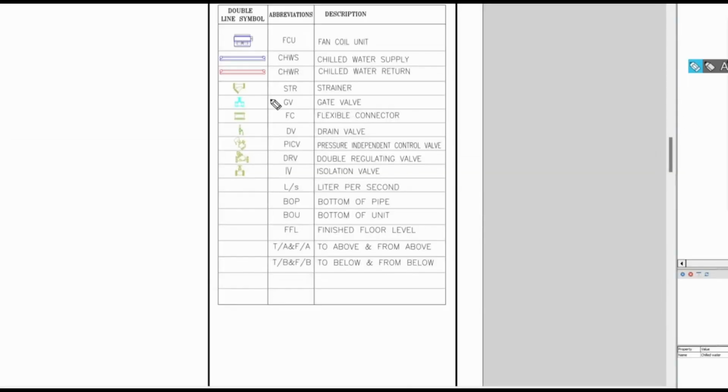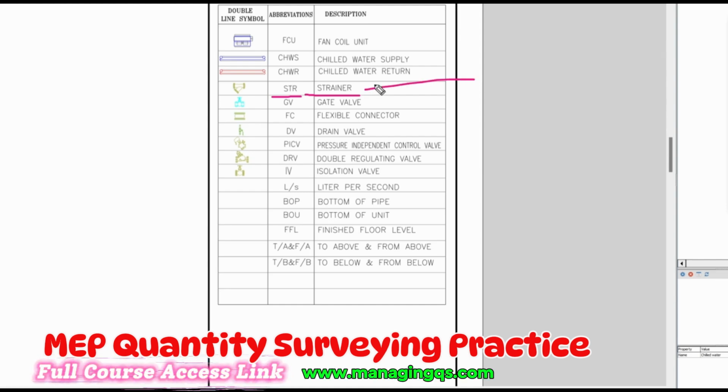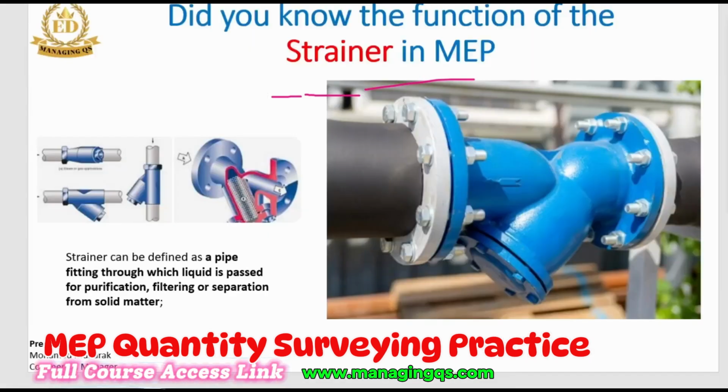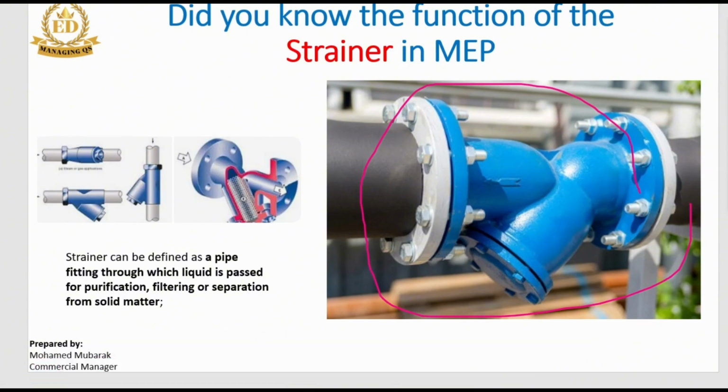Right, another item is STR. STR means strainer, which is also one of the very important items in the chill water supply. The picture of the strainer looks like this. It is fixed in the middle of the pipeline system, and the main function of the strainer is purification and filtering, separating solid matter or solid particles inside the pipeline system.